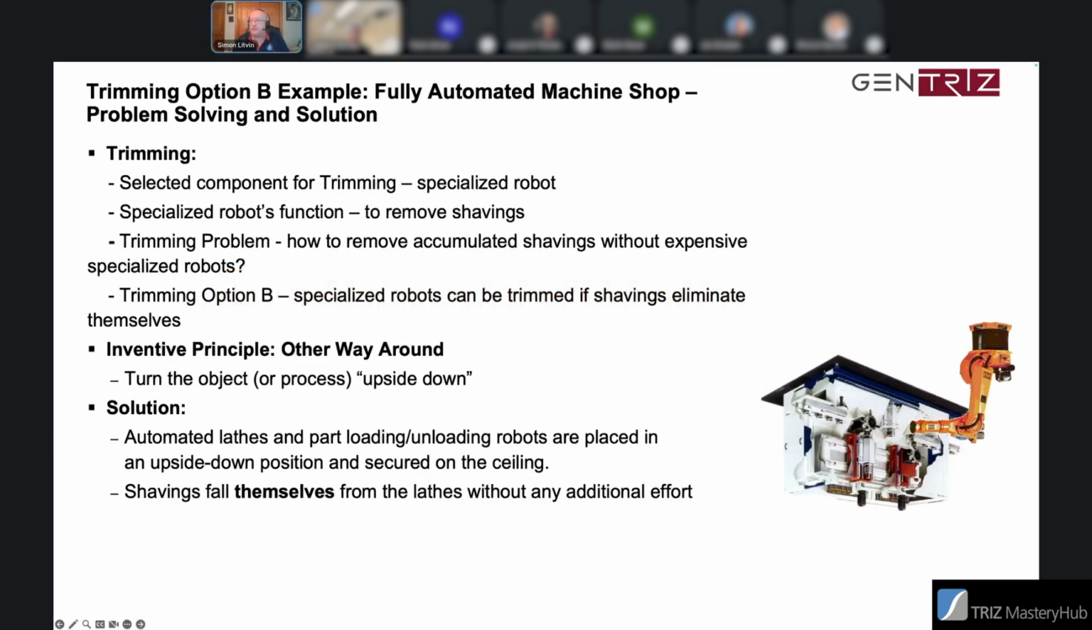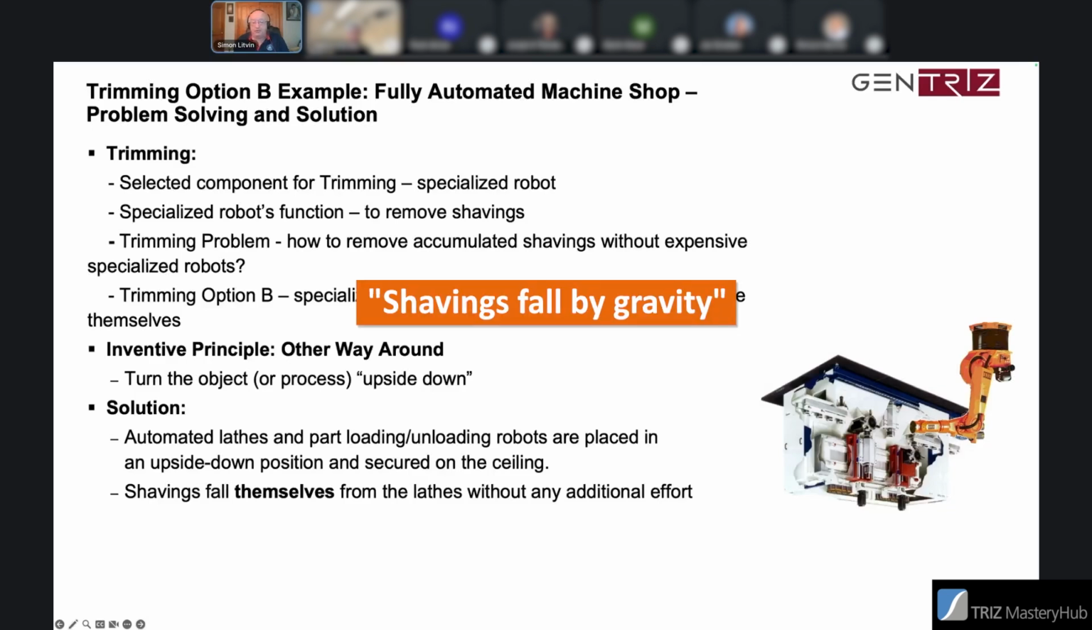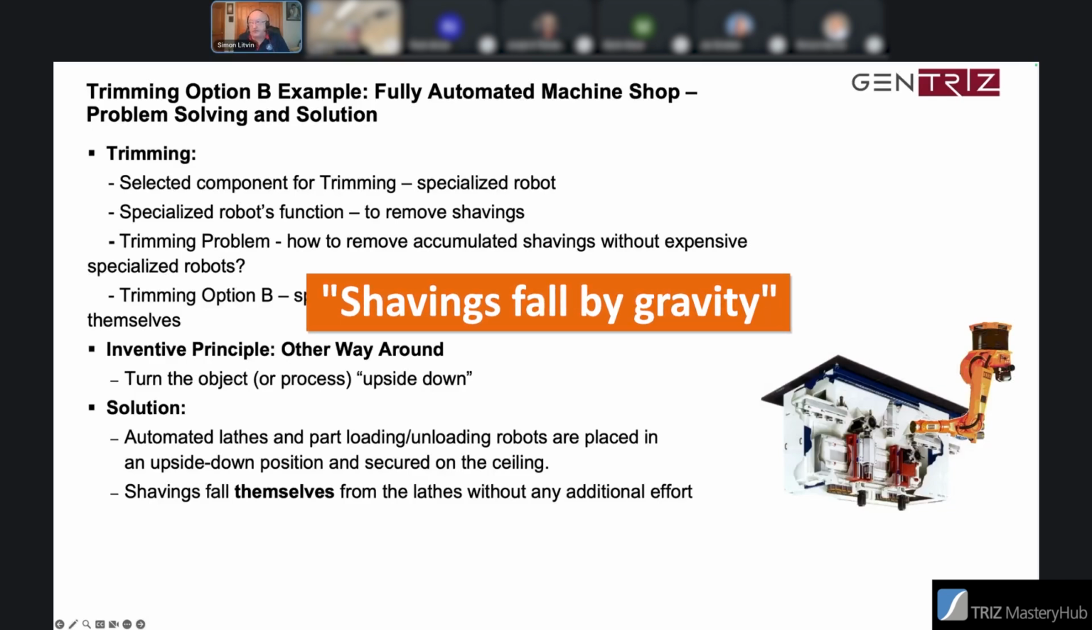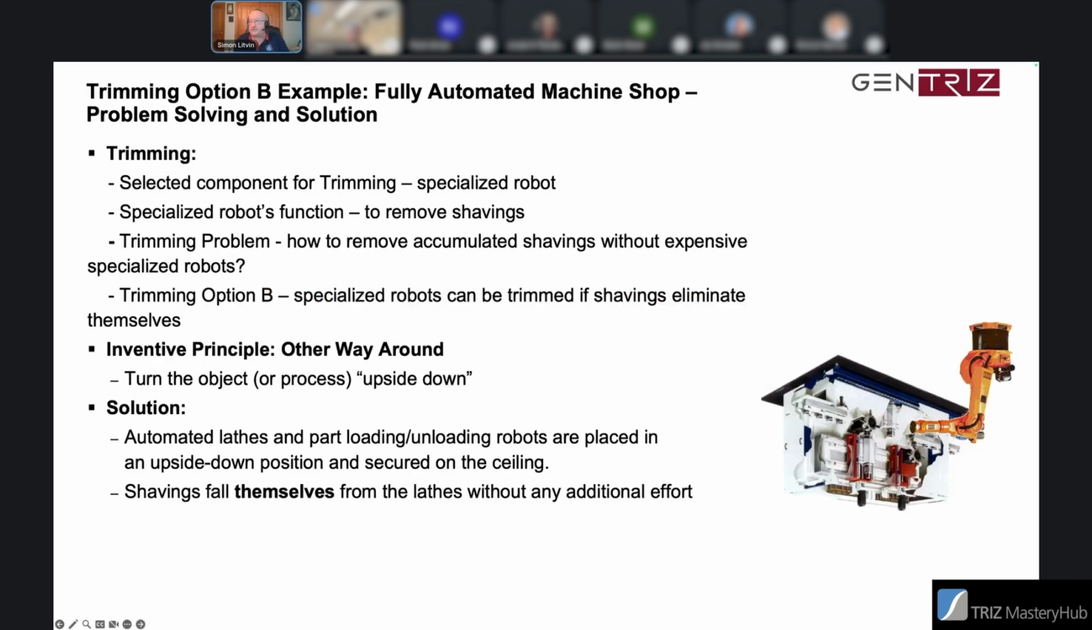Very simple, inexpensive robots could load and unload the pieces onto the machines, sitting on the ceiling, not on the floor. What will happen with the shavings? They will fall by themselves under the gravitational force. That's it.